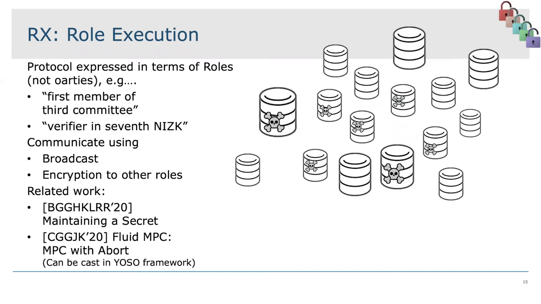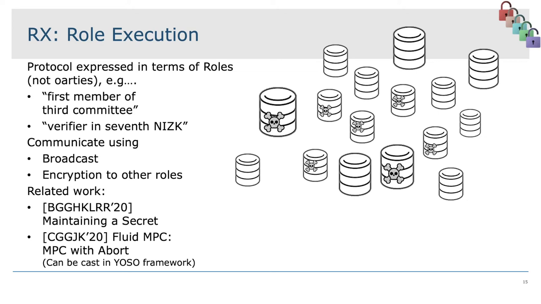I want to mention two existing protocols that are compatible with this model. The first one is the work of Ben Hamouda et al. from TCC 2020, which deals with maintaining and resharing a secret from committee to committee. Another cool protocol is Fluid MPC, which is also at Crypto this year, and they describe how to do MPC with abort. They don't explicitly use a role assignment mechanism, but their protocol could be combined with one to get YOSO-style guarantees.